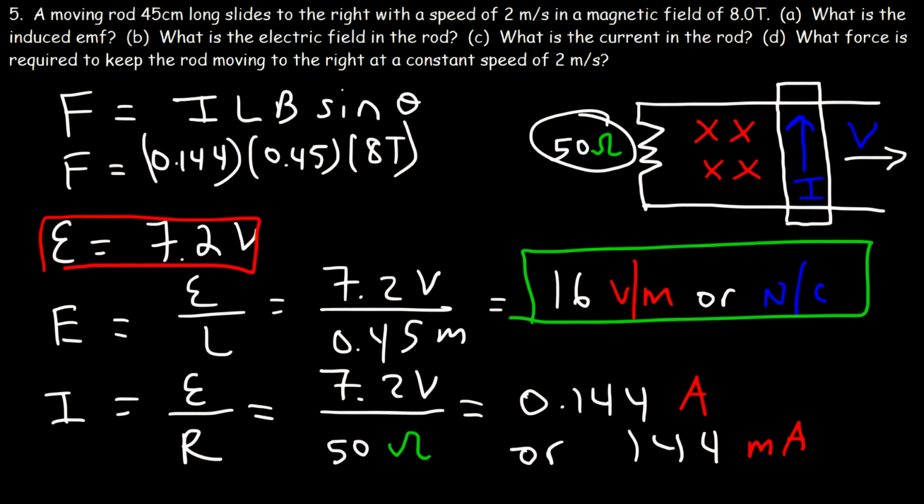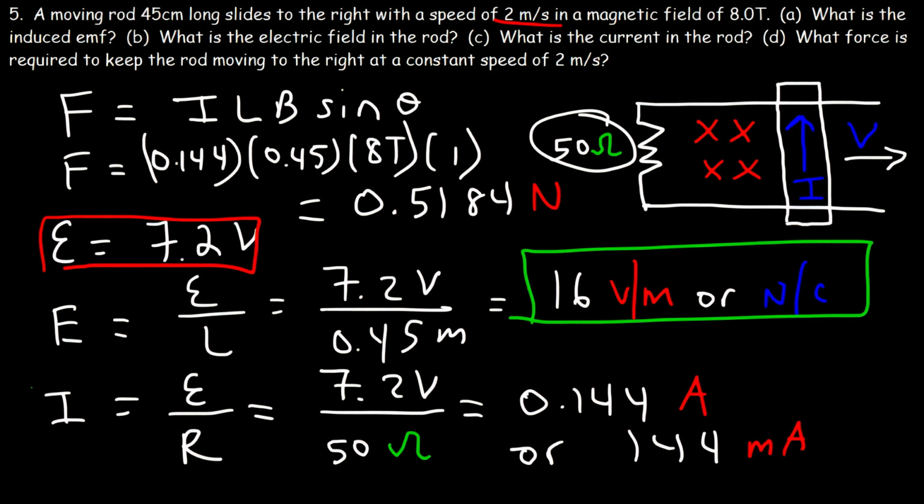Because the magnetic field is perpendicular to the area of the rectangular coil, it's sine 90. Sine 90 is just 1. So we just have to multiply those three values: 0.144 times 0.45 times 8. This is equal to 0.5184 newtons. That's the force required to keep the rod moving at a speed of 2 meters per second.